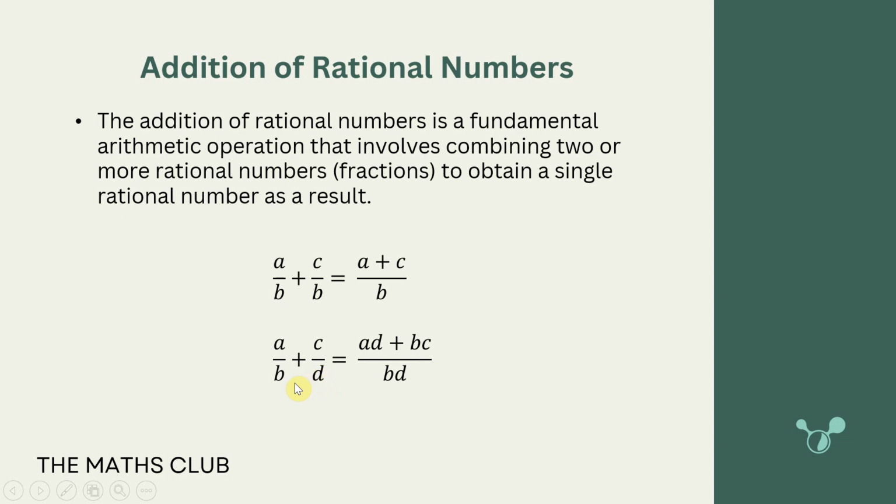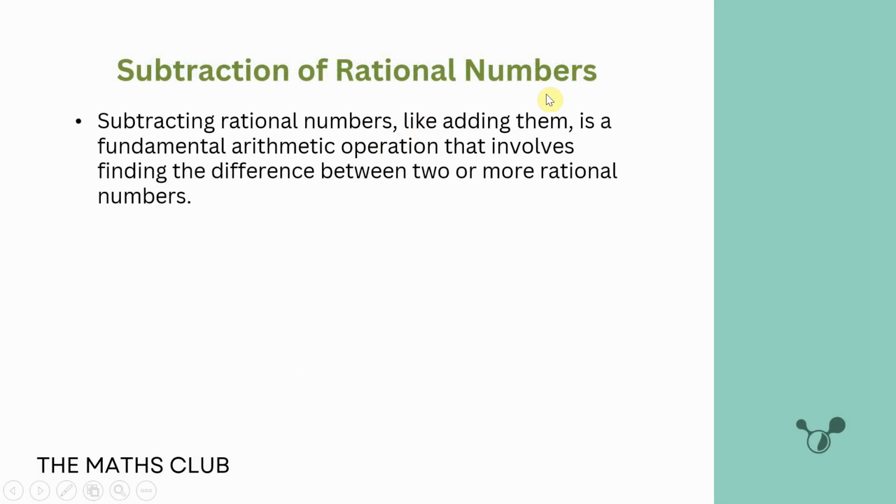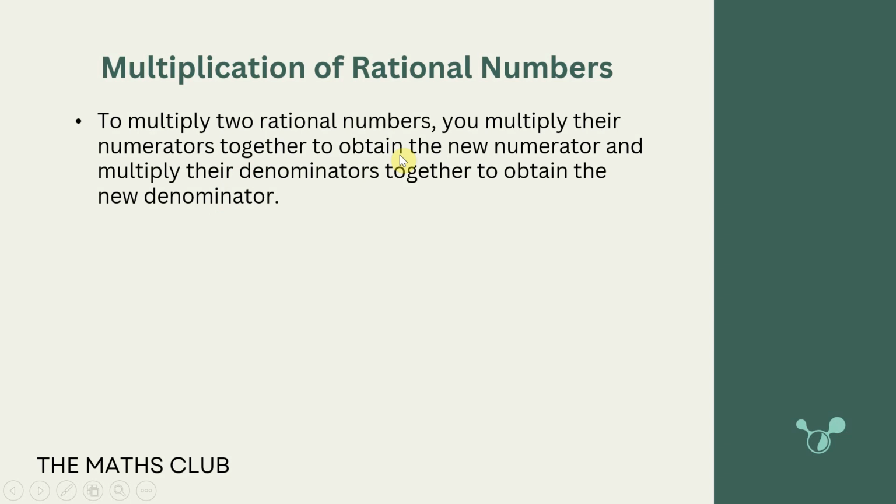In this place here, they are different denominators. So you can see the denominator of the result was the combination of the 2 of them, or the lowest common multiple, and then we did all of this. That is not strange. So subtraction, same thing. You find the difference between 2 or more rational numbers, same concepts. Multiplication, so to multiply, you multiply the numerators together to obtain a new numerator, and you multiply the denominators together to obtain a new denominator.